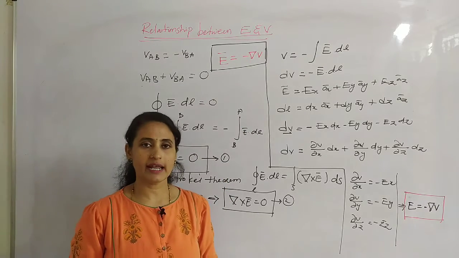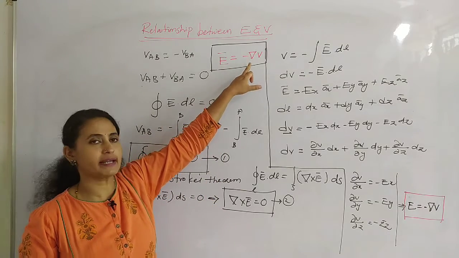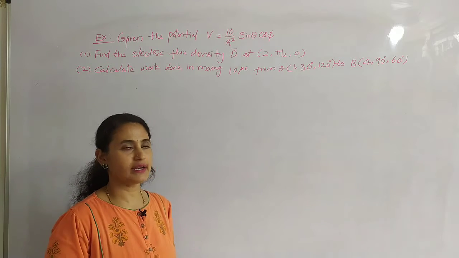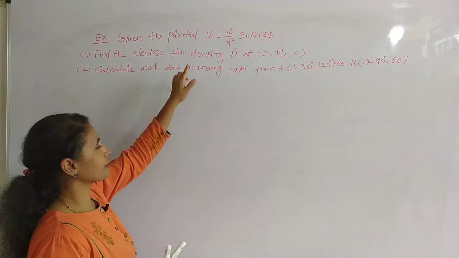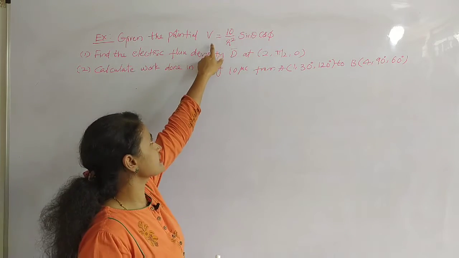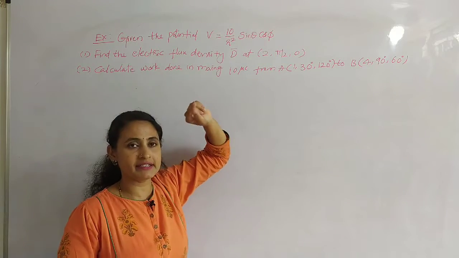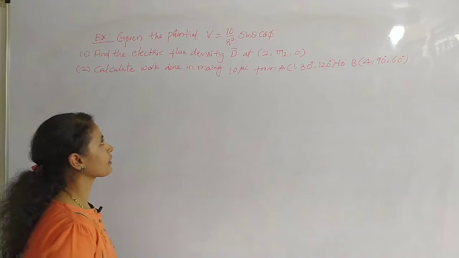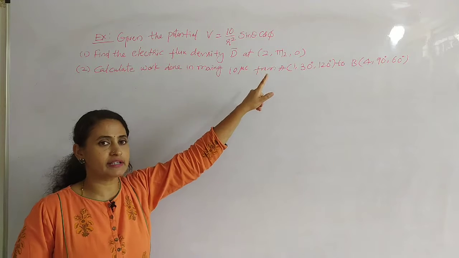Now what we will do? We will take some numericals by using this relation E bar is equal to minus del V. We will take one numerical on the relationship between the electric field and electric potential. The example is given as the electric potential V equal to 10 by r square sin theta cos phi. Since it is a scalar quantity, no unit vector is appended, but it has been defined in terms of r, theta and phi, which means a spherical coordinate system. We are supposed to find the electric flux density D bar at given coordinates.